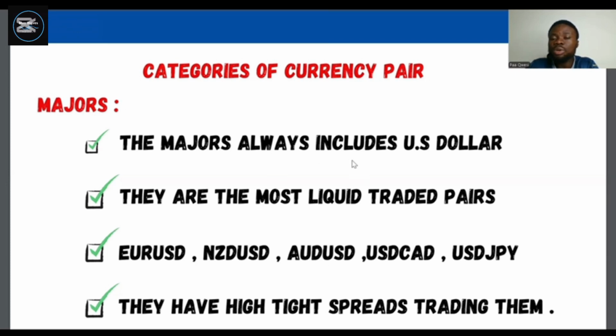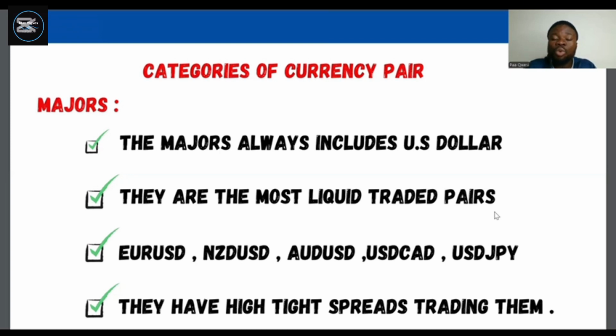So the majors always include the US dollar. They are the most liquid traded pairs. When you talk about liquidity in the forex market, it simply means a lot of people buying and selling the same currency pair. When a lot of people are buying and selling such a currency pair, the spread or the commission that we are going to be paying on such a trade is going to be very minimal or very small. Because a lot of people are transacting, it is easy for you to get someone who is going to take the other side of your trade.